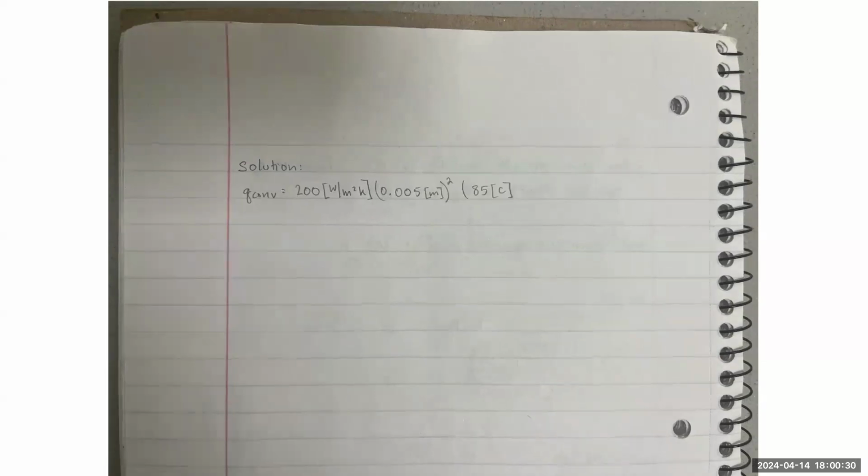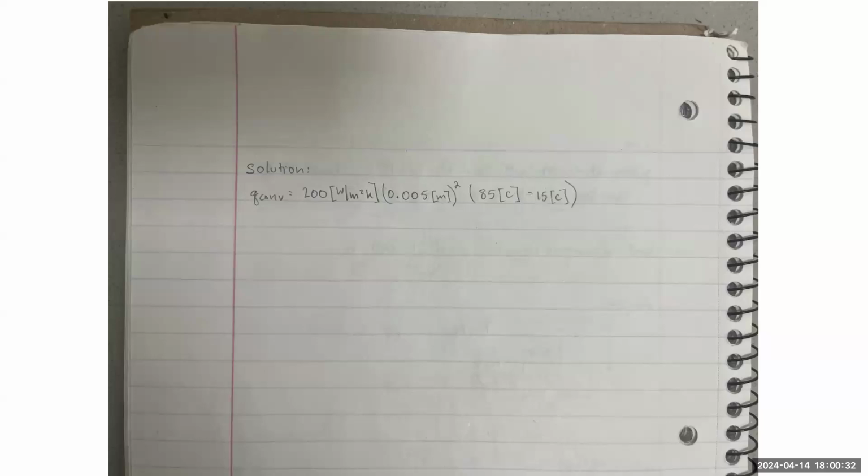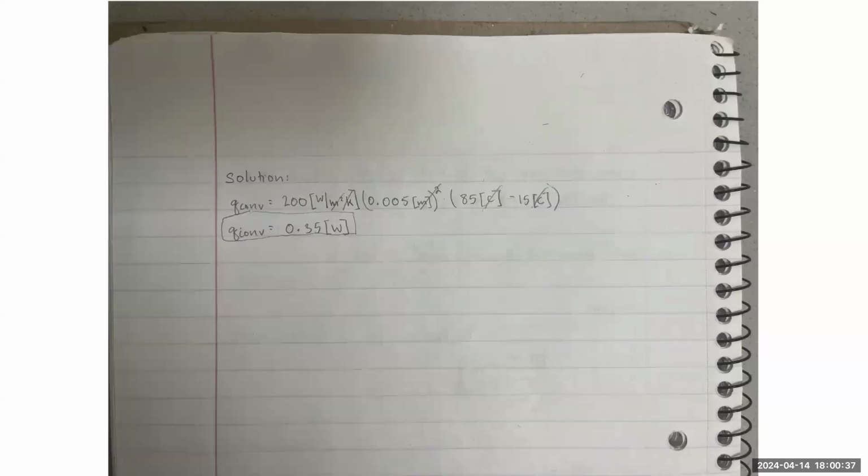So for air cooling, we know that the Q convection is equal to the convective coefficient of the air times the surface area of the chip times the difference of the chip temperature and the surrounding air temperature. We get a final answer of 0.35 watts, making sure to cancel our units.